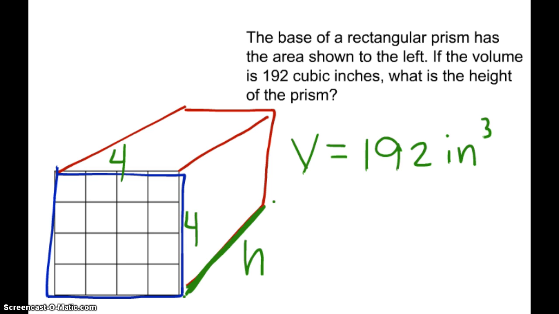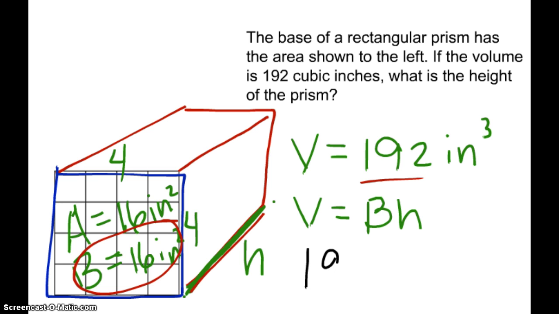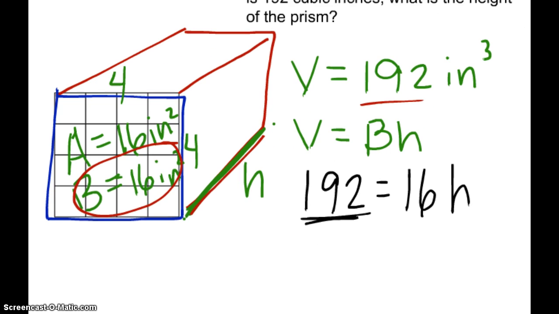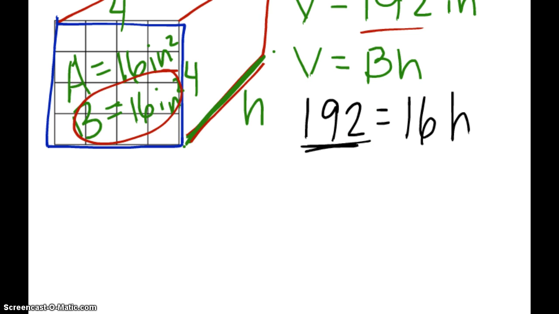So the first thing that you need to think about is that volume is area of the base times height. So here, if our dimensions are 4 by 4, then we know that the area, or big B, is 16 inches squared. All we have to do is take the area of the base, multiply it by the height, and that should give us 192. So substituting into your formula, that's 192 equals 16 times the height. So can't we just divide 192 by 16 to get the height? Let's go ahead and do that.